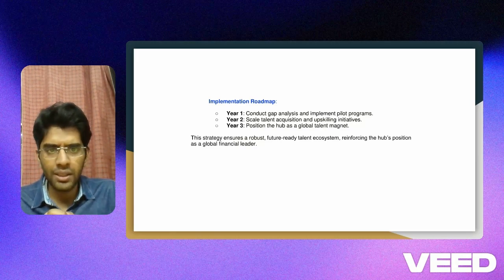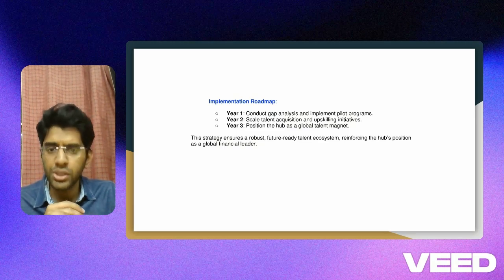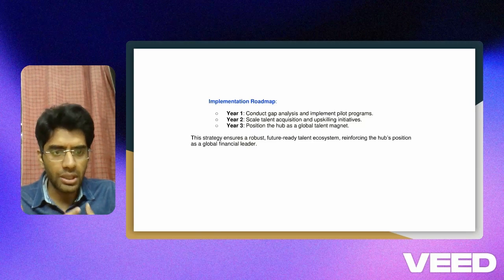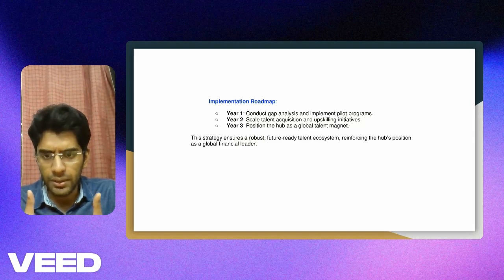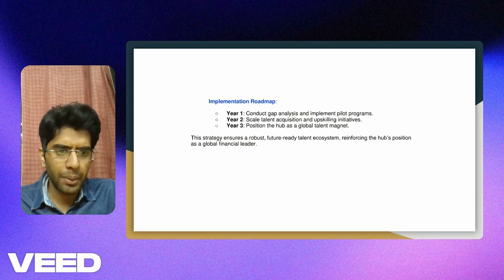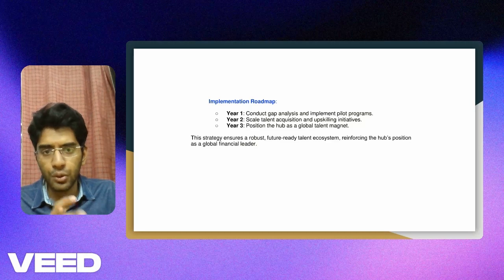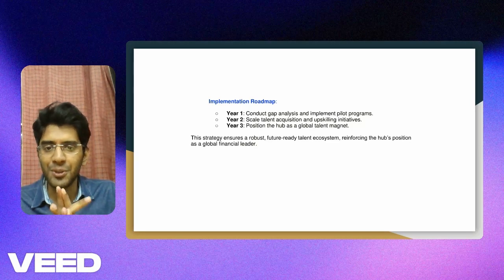Then year three needs to be: okay, we have done our gap analysis, we have a good number of talent acquisition professionals. Year three needs to be the year where we are positioning the hub as a global talent magnet. It should be the year where we are implementing all the learnings we have gained so far and acting as a magnet, attracting the right talent from around the world. So I believe the strategy we discussed is robust, it is future ready, and it is reinforcing the hub's position as a global financial leader.